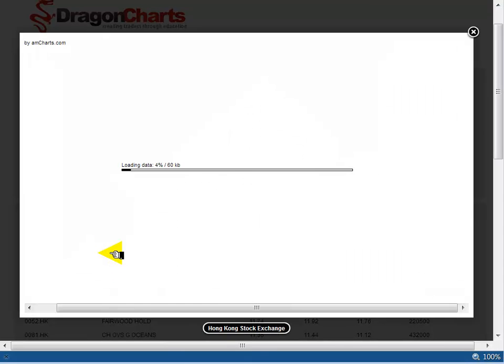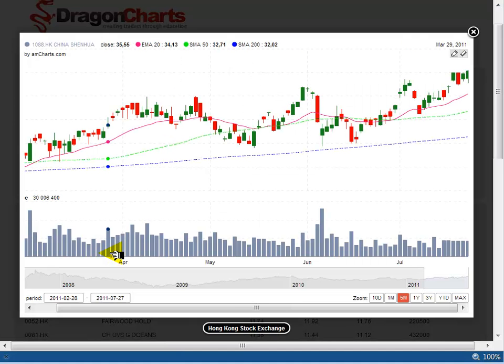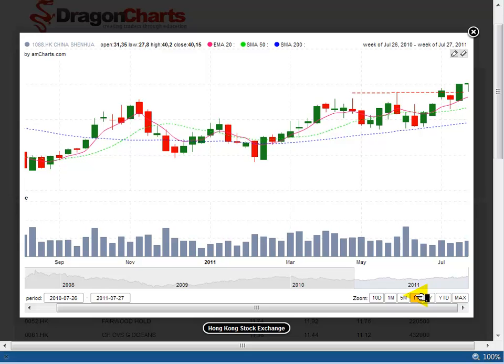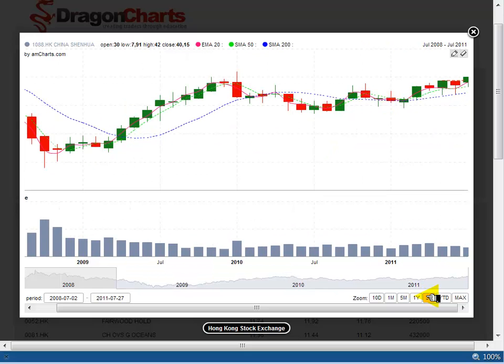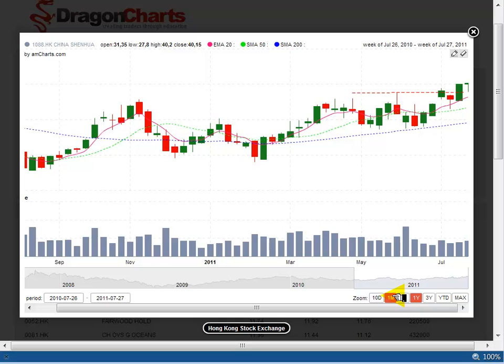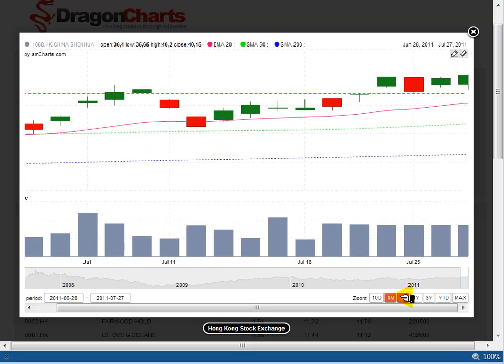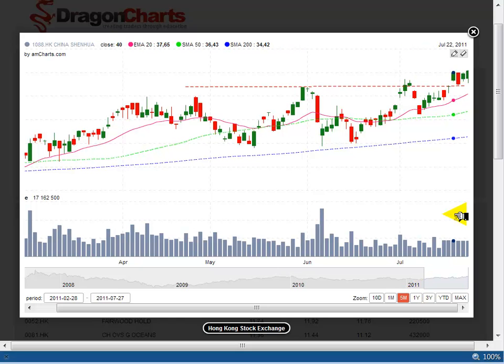China Shanghai, another example. You can see the stock has just broken out above a sideways consolidation, a range of consolidation here, and now it's holding near its highs up here. And we can change the time interval. We can go back to a 1 year time period, which uses weekly charts, or even the 3-year time period. Or we can do shorter times, 1 month or 10 days, for example. So we can change our time parameters as well.